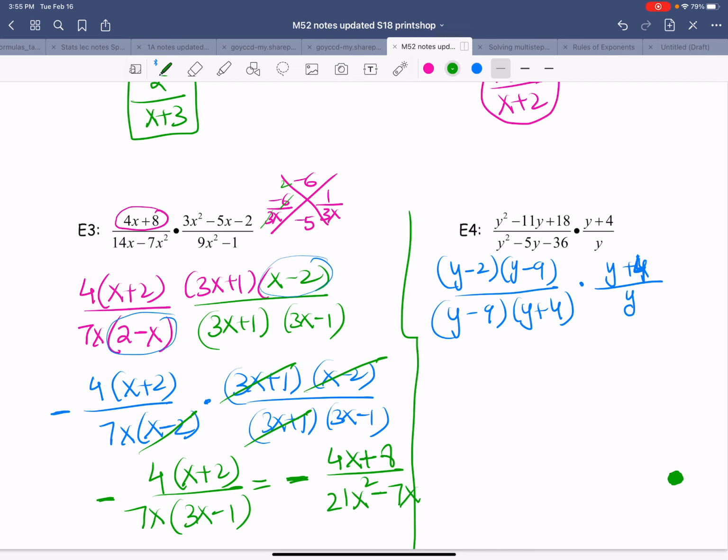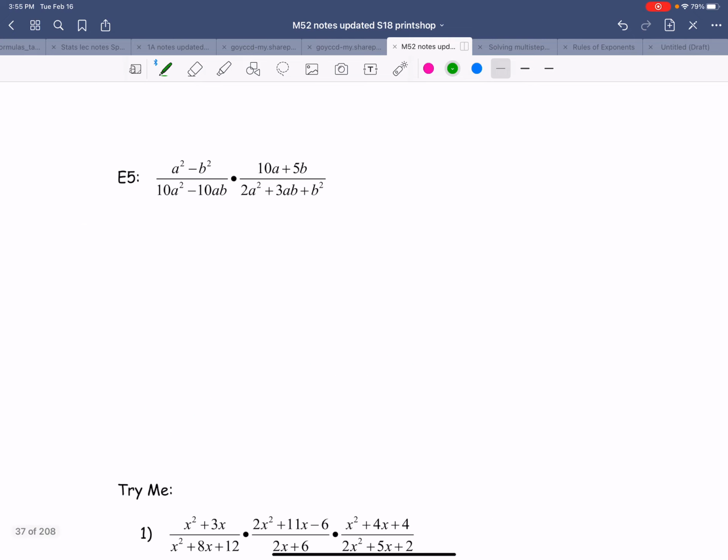Let's cancel all the common factors, y plus 4 and y plus 4, y minus 9 and y minus 9. In the numerator, I'm only left with y minus 9. In the denominator, I'm only left with y. That's all. Do not cancel the y and y, because in the numerator you have a binomial, y minus 2. So the y in the numerator is not in the factored form.